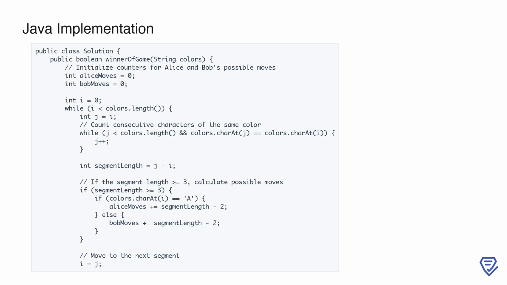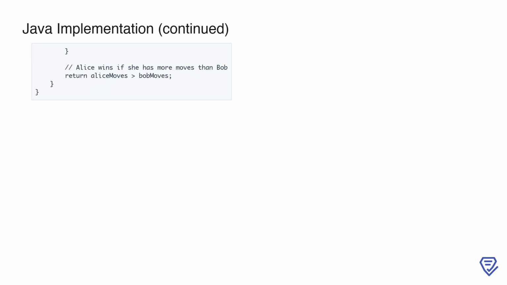For Alice, represented by A, we add segment length minus 2 to Alice moves. Similarly, for Bob, represented by B, we add the same value to Bob moves. After processing a segment, we update i to point to the next segment by setting it to j. After iterating through all the segments in the string, we calculate the result. The method returns true if Alice has more possible moves than Bob, indicating that she is the winner. Otherwise, it returns false, meaning Bob wins or neither has enough moves to win.